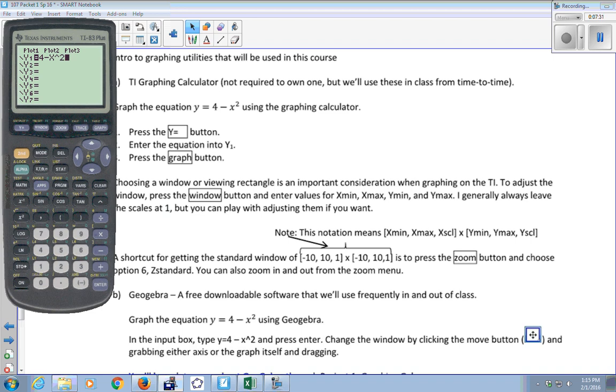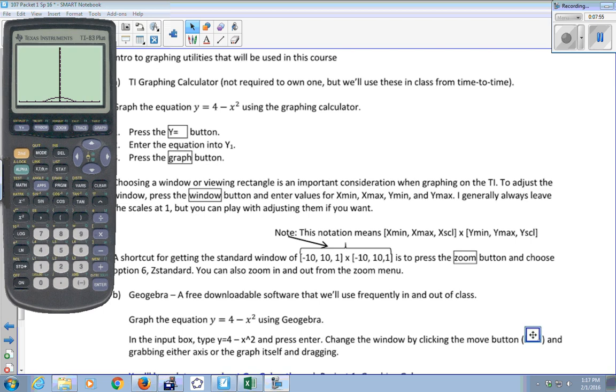So we press the y equals button, we entered the equation into y1, and then all you have to do is press graph. It's the upper right button. So you may or may not have a good picture at this point after you've pressed graph. Okay, I'm going to pause here.